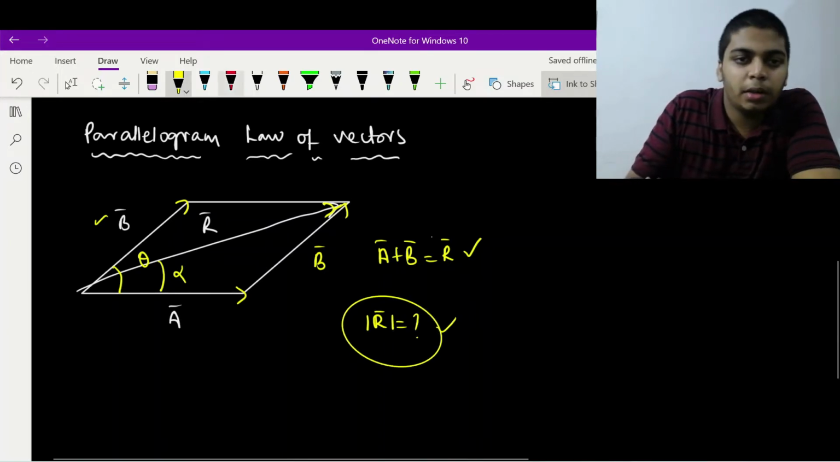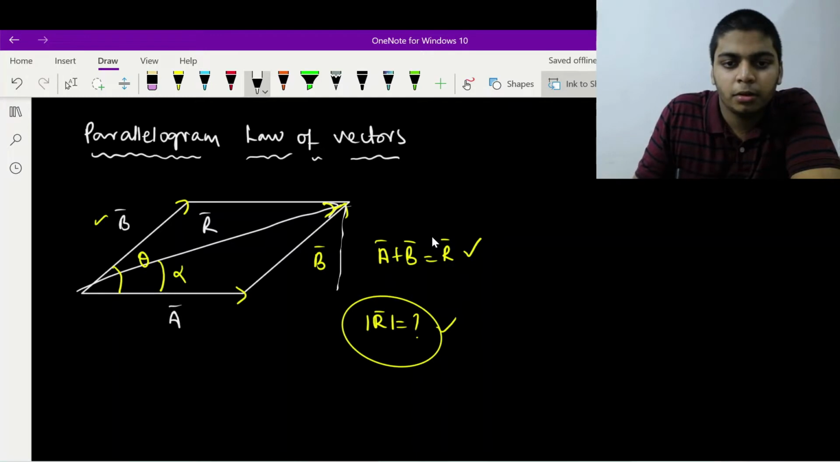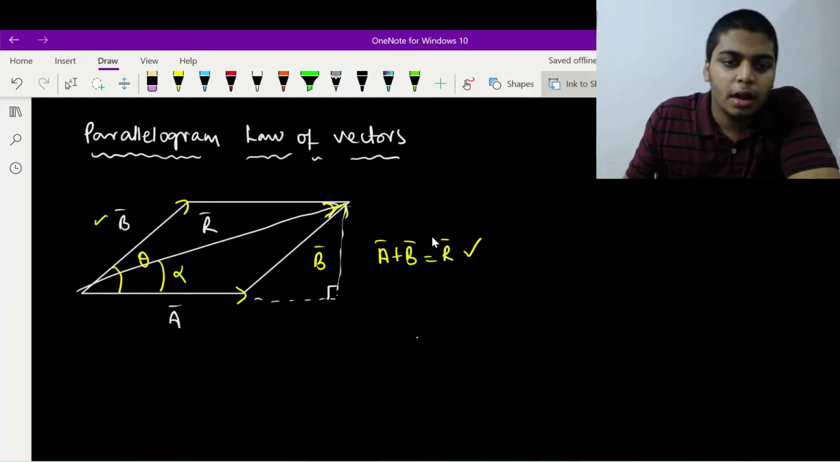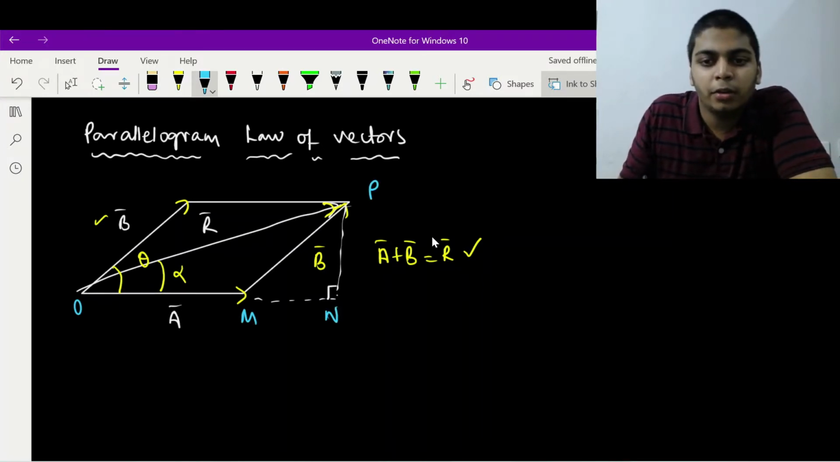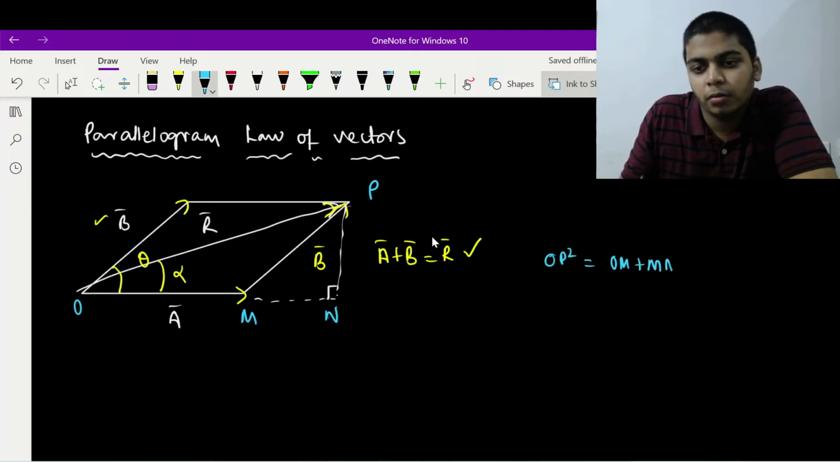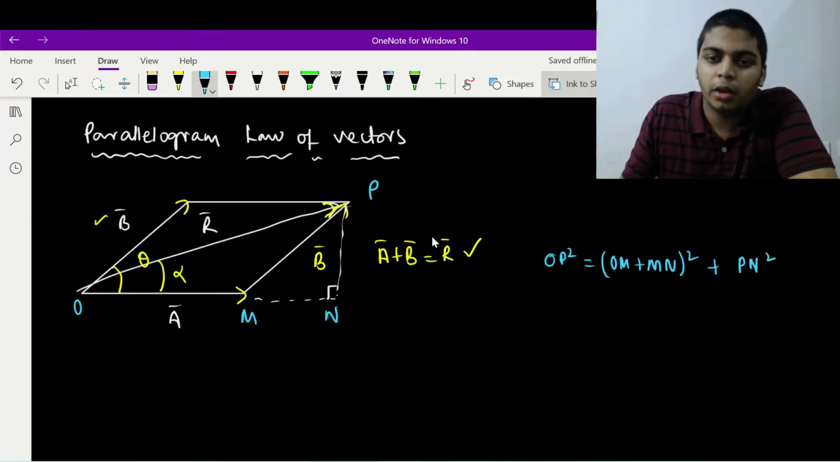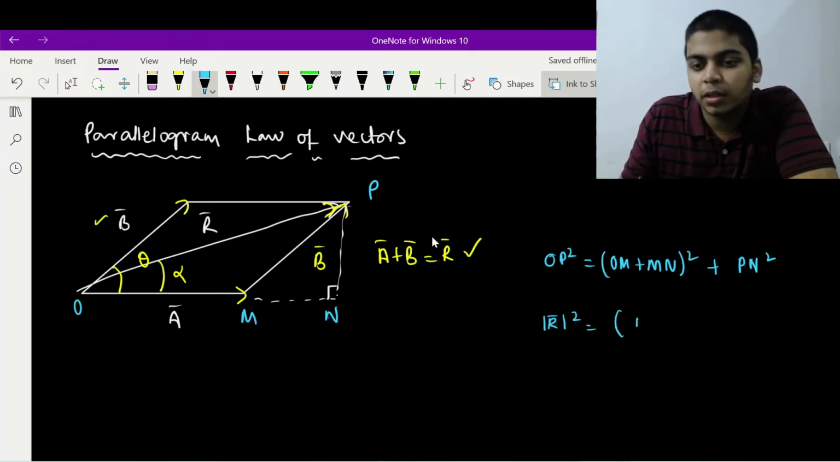Okay, so let me complete this parallelogram in this manner, and let me say this is your 90 degrees. Okay, and let me also mark these as O, M, N, and this to be P. Okay, so from simple Pythagoras theorem you can say that your OP square is nothing but (OM plus MN) whole square plus PN square, right? Your OP square is nothing but mod R square, and your OM is nothing but mod A, and you are now going to find what MN and PN are.